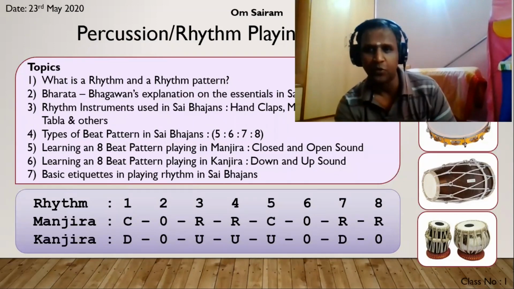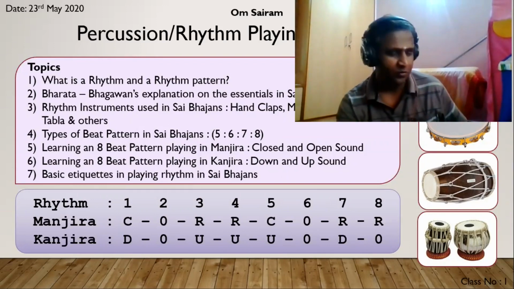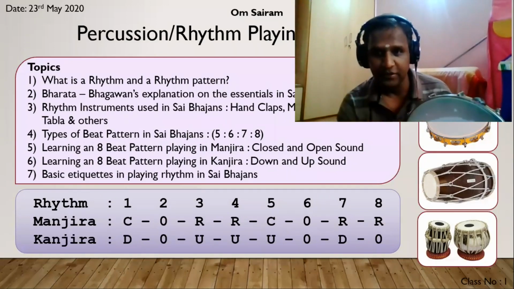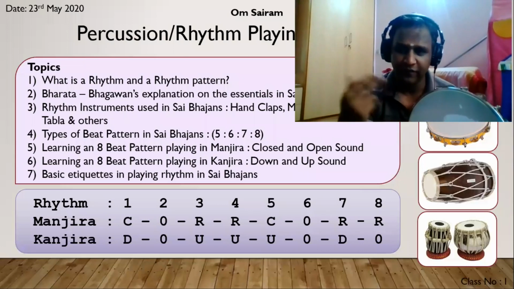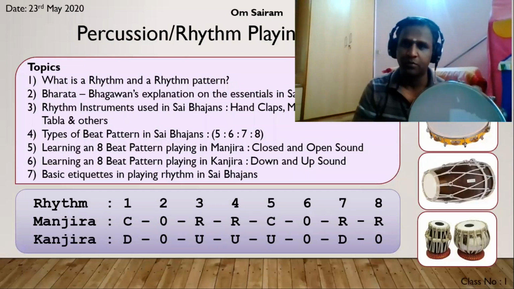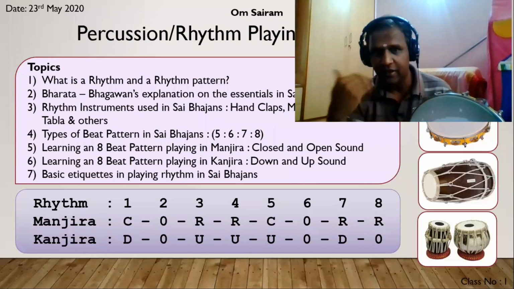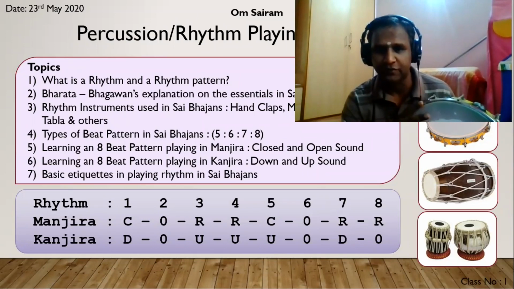Once you have this, you can move to Kanjira. So we'll not go in depth about Manjira beats for now, because Kanjira is an important instrument. Manjira is, of course, but this beat is enough for an 8-beat bhajan. This beat is more than enough. When we cover more and more beats, like 7, 5, 6 beats, we'll cover more patterns of Manjira as well.